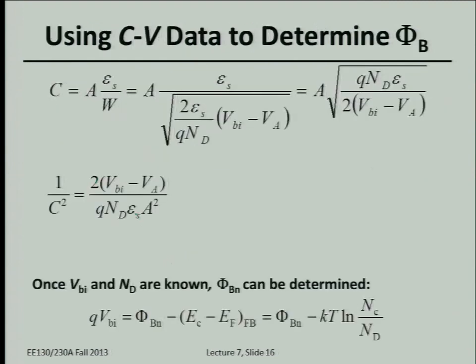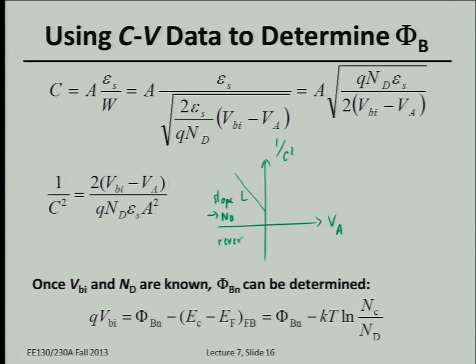Okay. All right. So this is just algebra here. Plug in the expression for W, and you can find then that 1 over the small signal capacitance squared is a linear function of applied bias. So if you plot 1 over C squared as a function of the applied bias, you'll find that it's a straight line, roughly, if it's a constant doping. So this slope will give you the dopant concentration.